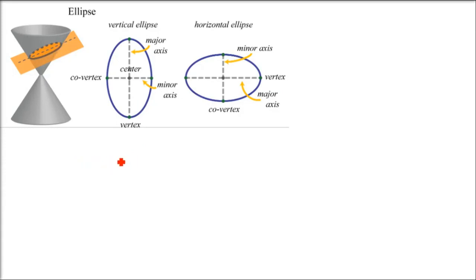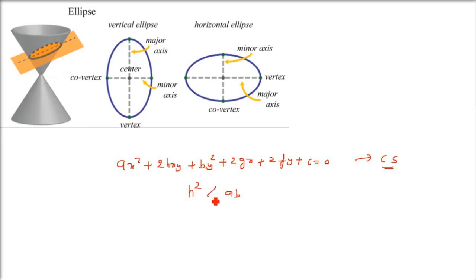If you remember, we have a general equation which we can regard as a conic section equation: ax square plus 2hxy plus by square plus 2gx plus 2fy plus c equals 0. This is for every conic section, but because every conic section is different, there is a relationship between h square and ab. If h square is less than ab, then this figure is going to be an ellipse. It's a form of an egg.